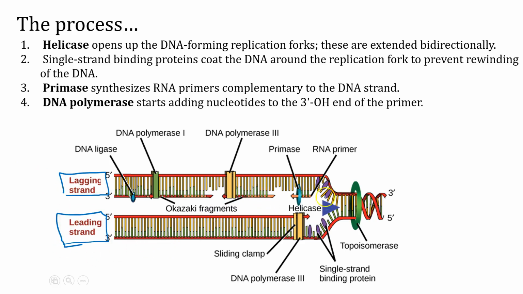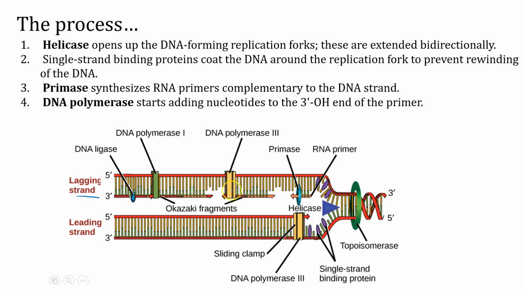So at any replication fork, where the two strands of DNA are split in half, one of these strands is just copied. DNA polymerase just cruises along, follows right behind helicase, and copies all the new nucleotides to the template strand. But the other strand, which is called the lagging strand, has to be built in segments.